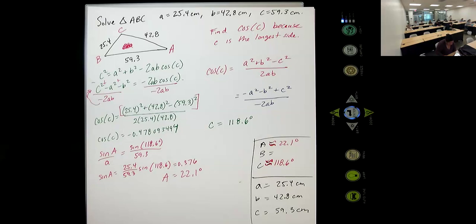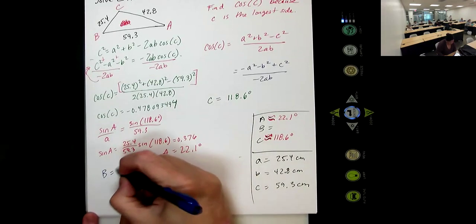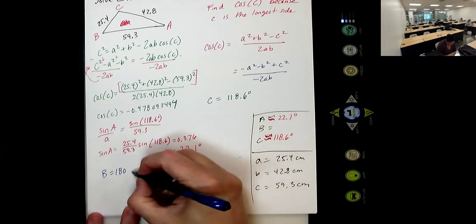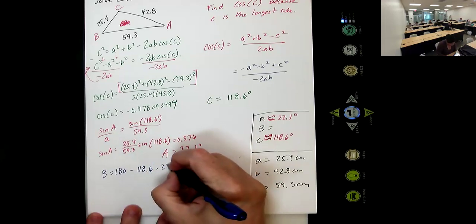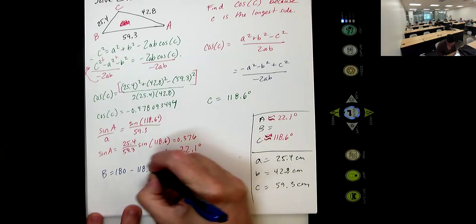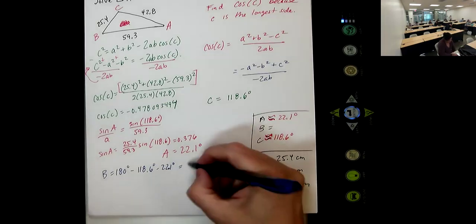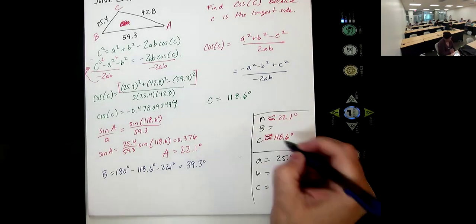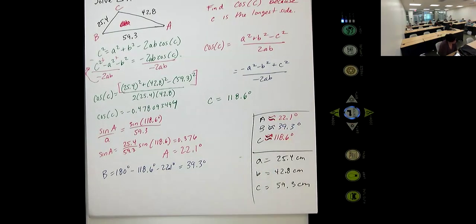And then if I wanna find B, B equals 180 minus the two angles I have. .3 degrees.